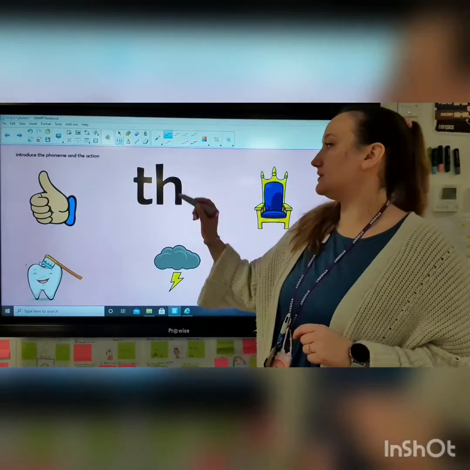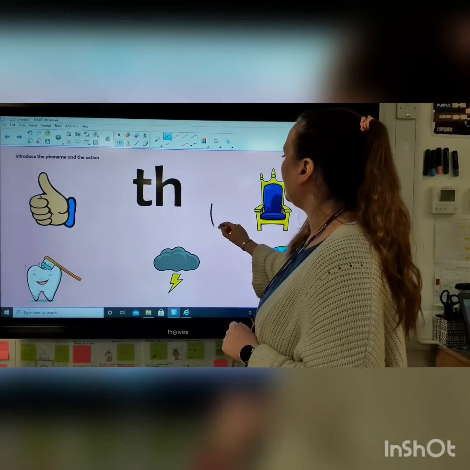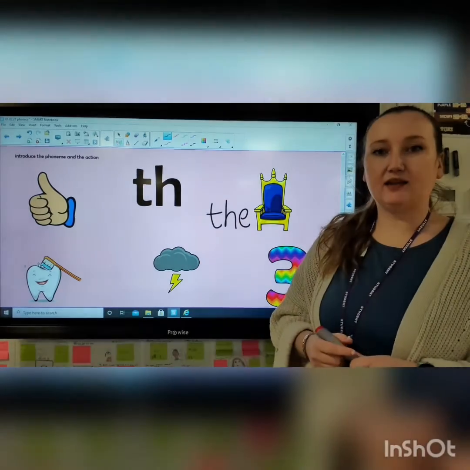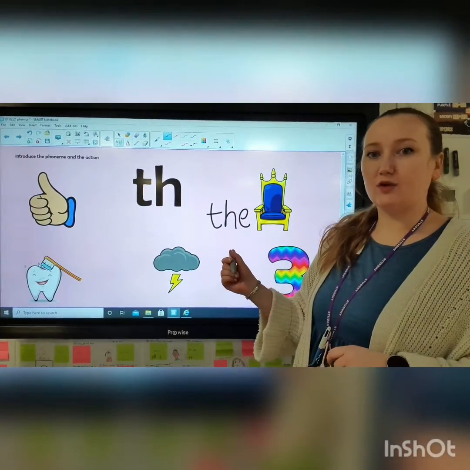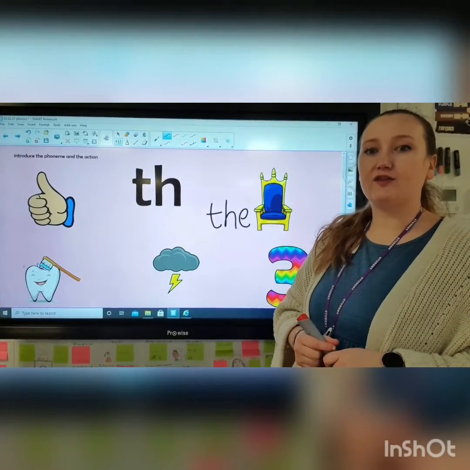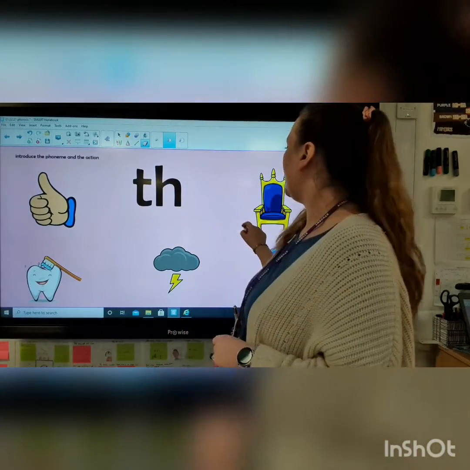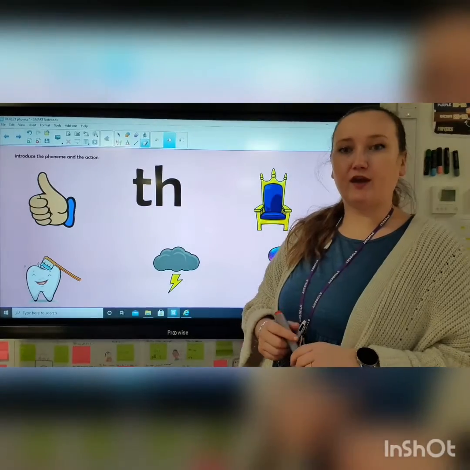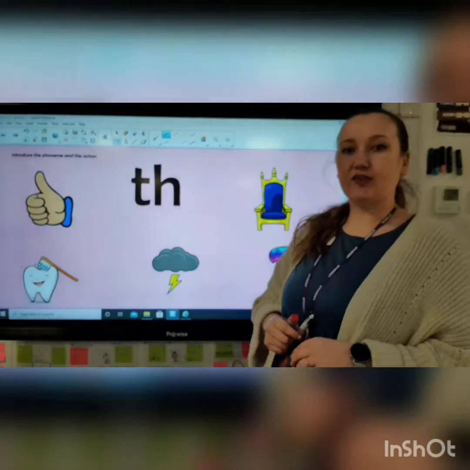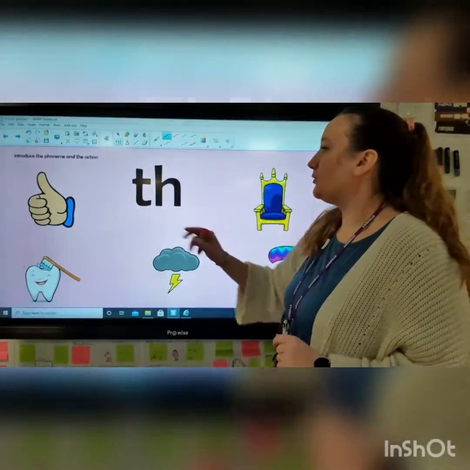Okay, so also the TH digraph does make a different sound when we are reading this word here. So when it's this word the T and the H makes this sound, okay? But for all of these things that we're learning today, it's okay? Bit of a tricky one to grasp. So okay?